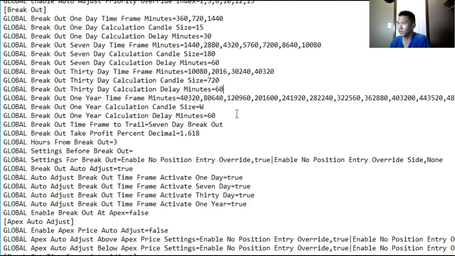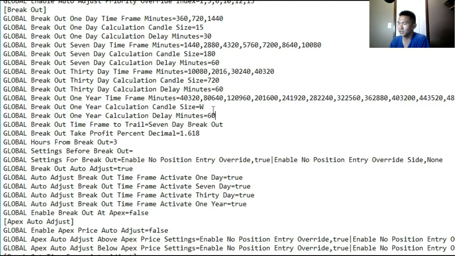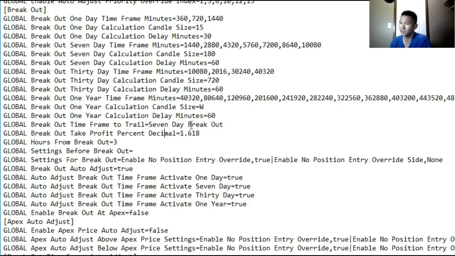And then on the 1 year, we look at once a month. So this is the minutes calculated for 1 month, 2 months, 3 months, etc., up to 1 year. It does the calculation every 60 minutes, and it uses the 1 week candle. Then this lets you select which one you want to track. This says I want to do the 7 day breakout, and that's what we started with.